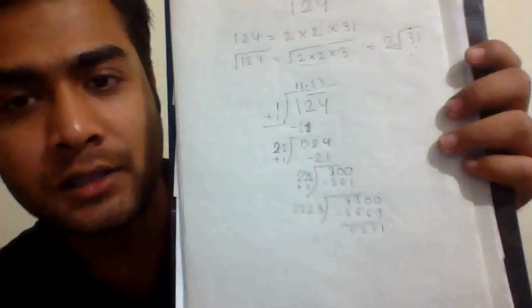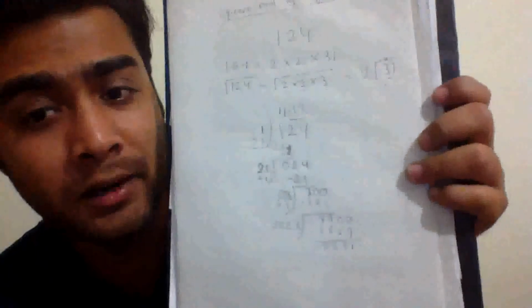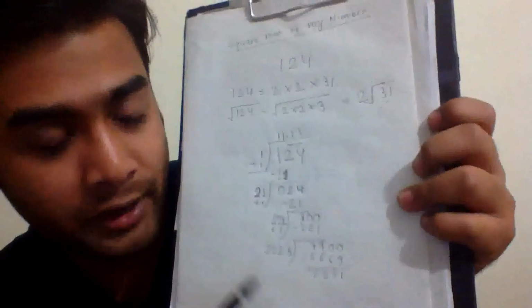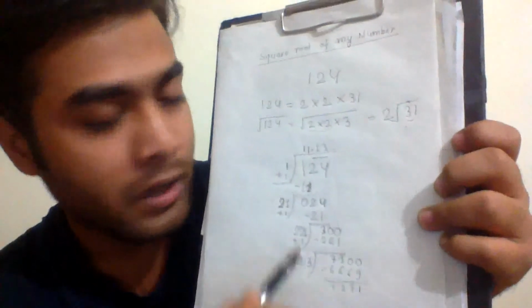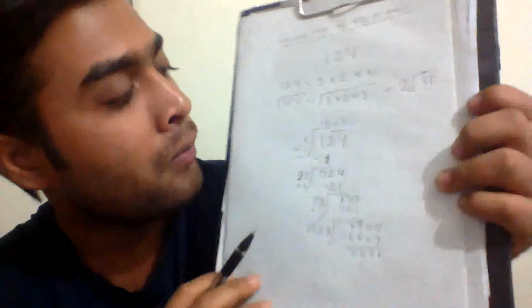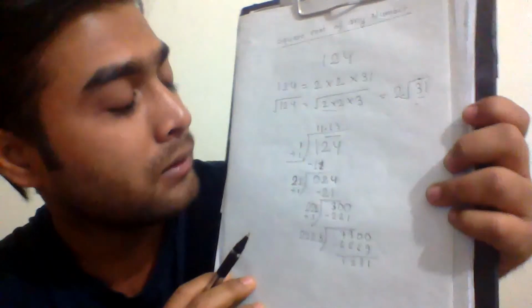So this is the way for finding the square root of the number, and this process is quite lengthy, but once you get used to it, you can find it very easily, like I did, without taking help from any book. I can do it very easily. So I can find the square root of a number by this method.